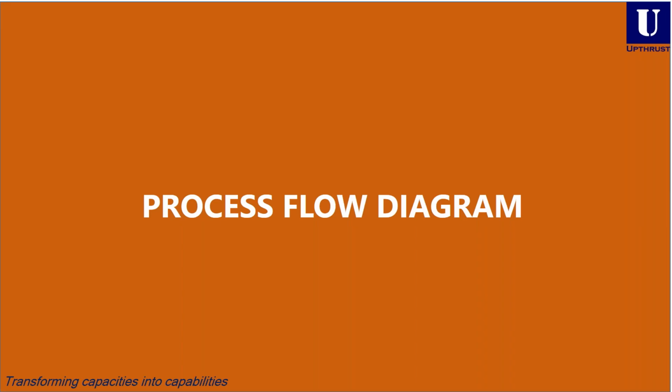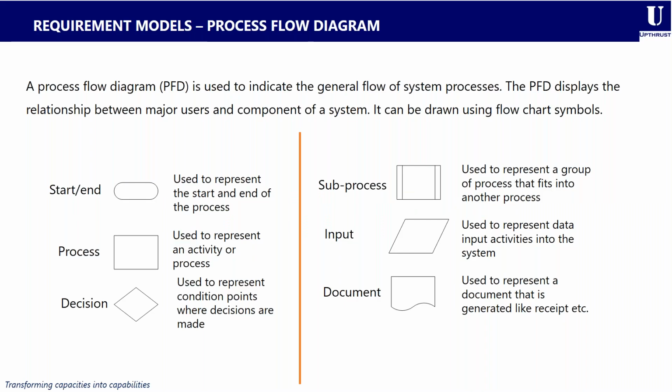So let's go to the next one, which is a process flow diagram. That happens to be the last requirements modeling we'll be looking at today. A process flow diagram is used to indicate the general flow of system processes, and it displays the relationship between major users and components of a system. It can be drawn using your flowchart symbols.